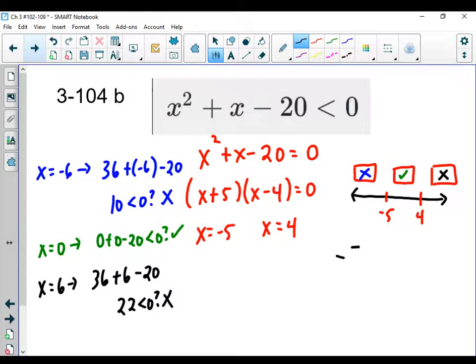So here's my answer. I'm going to write it kind of like we did back when we did domains, ranges, things of that sort. I'm going to start with my low value of -5. It's less than x, which is less than 4. And so that would be my answer for 104B there. Again, that's kind of a preview for what we're going to do in chapter 4. We're going to start talking a little bit about boundary points and inequalities, things of that sort.